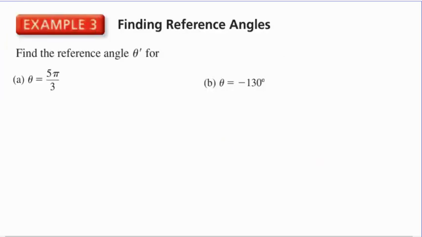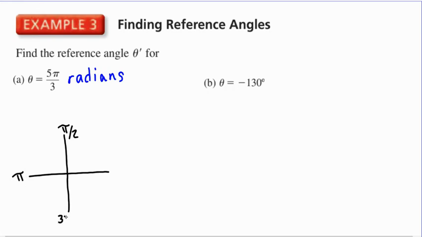Okay, so let's find reference angles. Let's find the reference angle if theta is 5 pi over 3. Now 5 pi over 3, that's in radians. I know that because there is no degree symbol. Okay, if I draw that, I know that going around my unit circle, or going around my axes, I've got pi over 2. This is pi. This is going to be 3 pi over 2. And this is going to be 2 pi. Okay, 5 pi over 3 is just a little bit shy of 2 pi because it would really be 6 pi over 3.